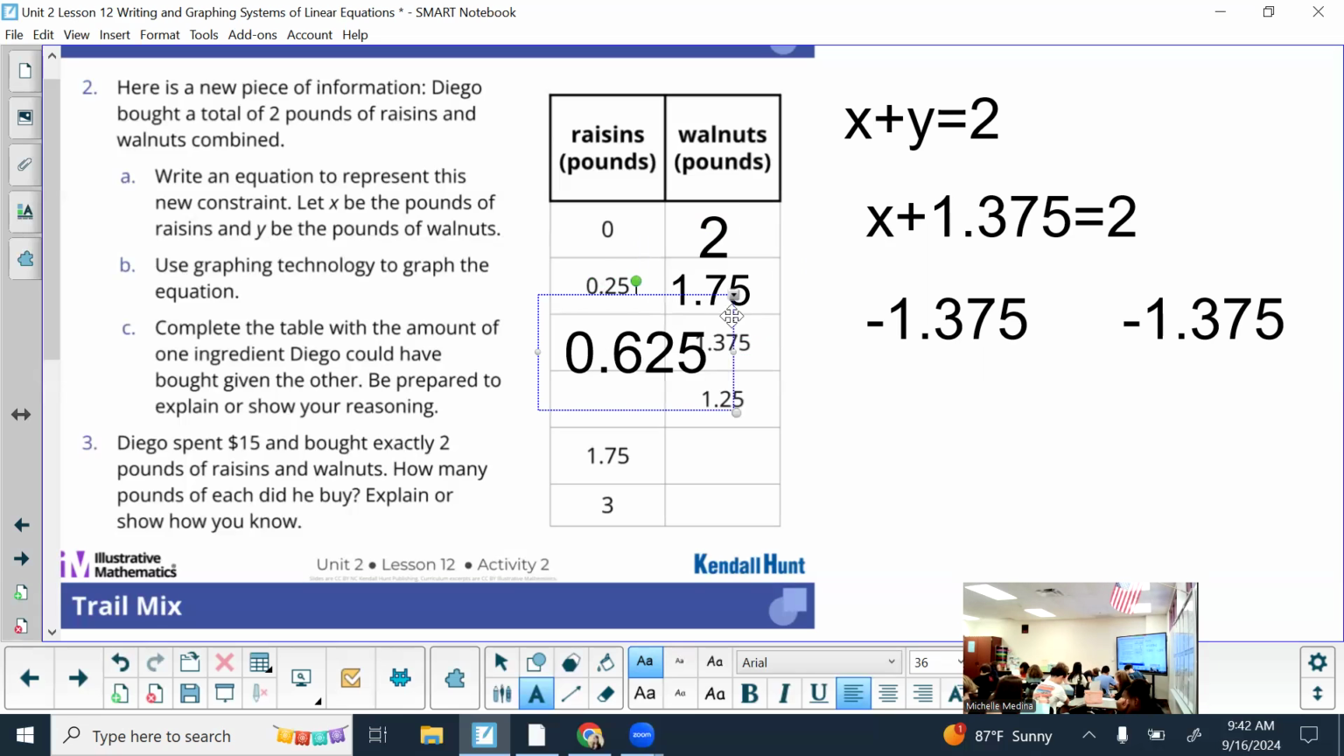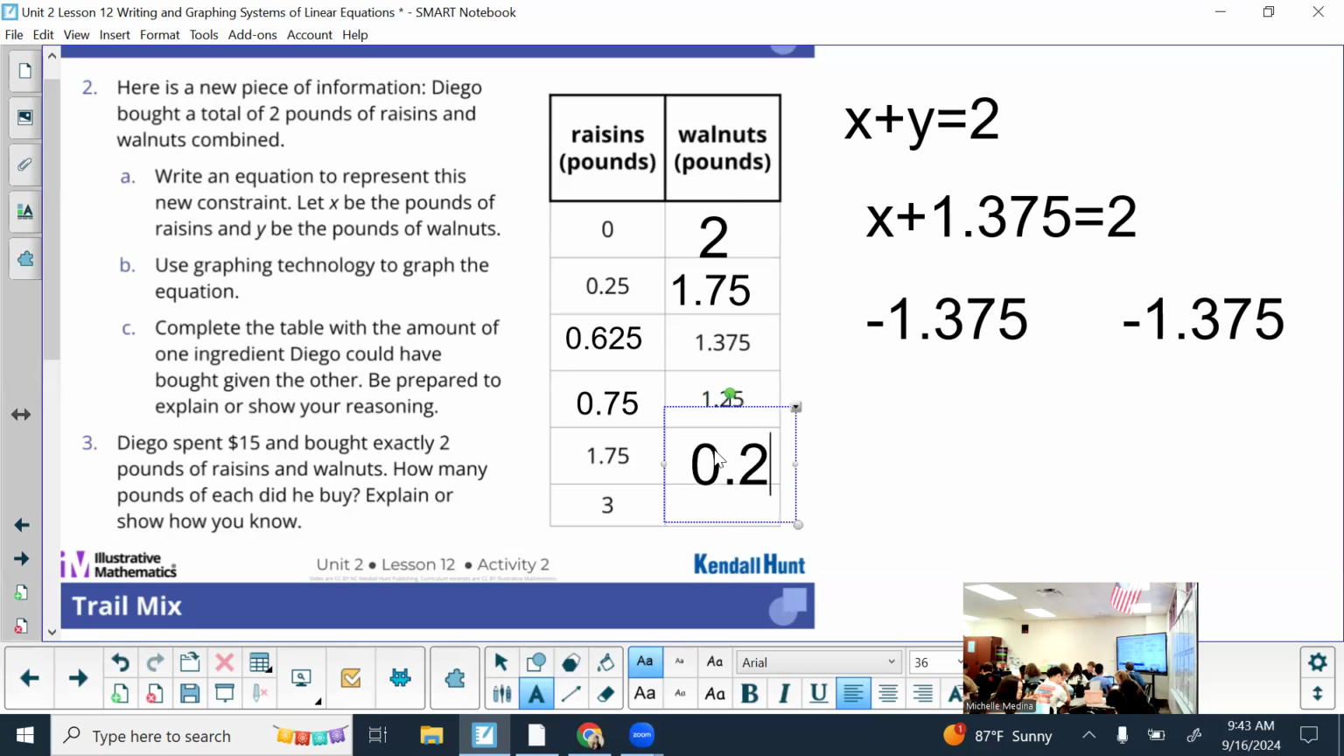Okay, good. Table 2, what about when they buy 1.25 pounds of walnuts? How many pounds of raisins? 0.75. Table 3, when they buy 1.75 pounds of raisins, how many pounds of walnuts? And table 4, if they bought 3 pounds of raisins, how many pounds of walnuts would have to make that true? -1, which obviously they can't buy -1 pounds, but it has to add up to 2, right?